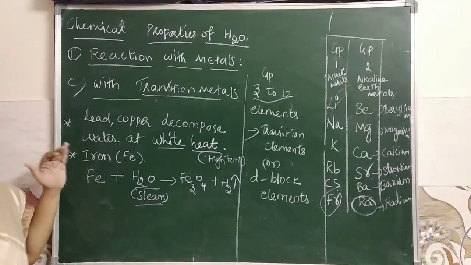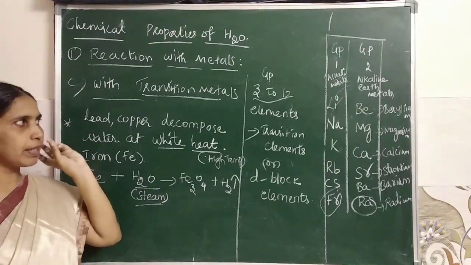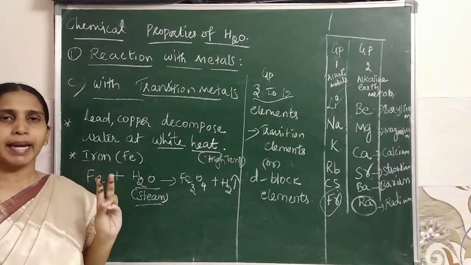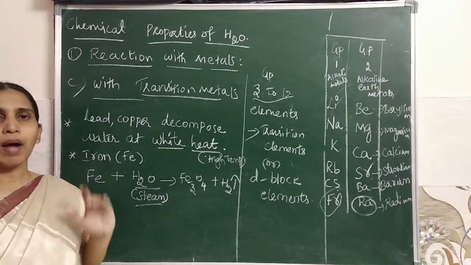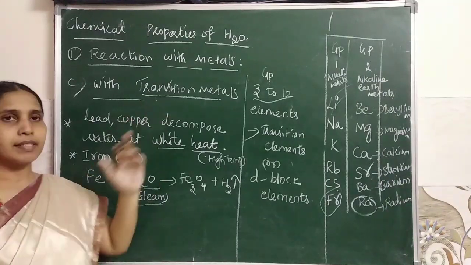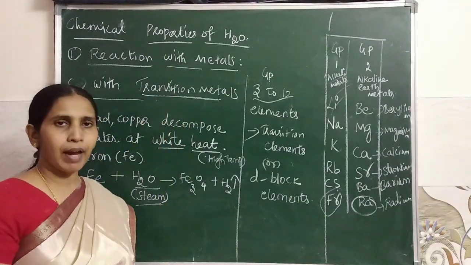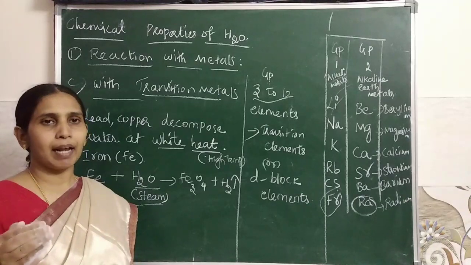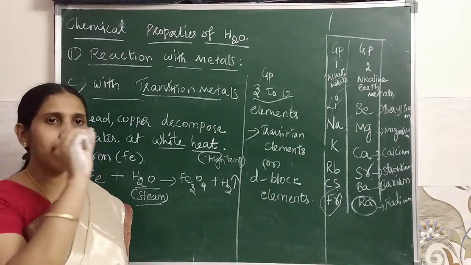So these are the three reactions. First one, reaction with alkali metals. Second one, reaction with alkaline earth metals. Third one, reaction with transition metals. In your book, these headings are not given; it's given in the paragraph. So you can read the paragraph and write the heading.